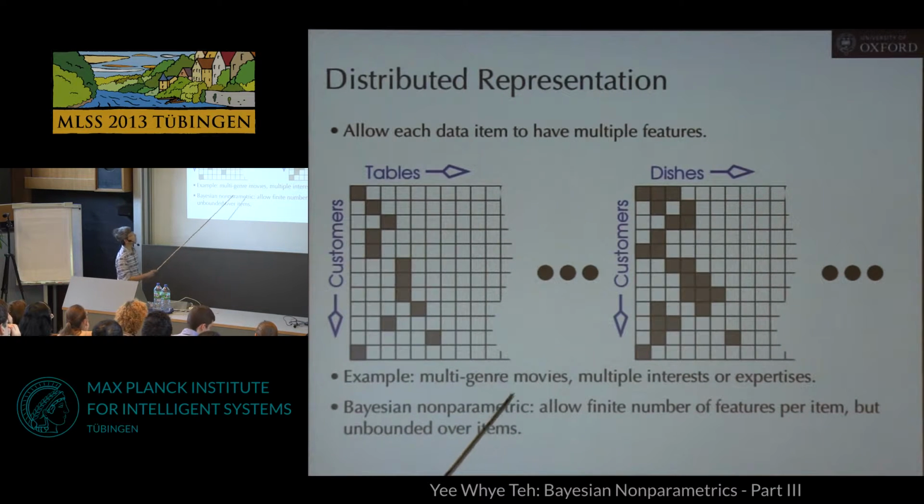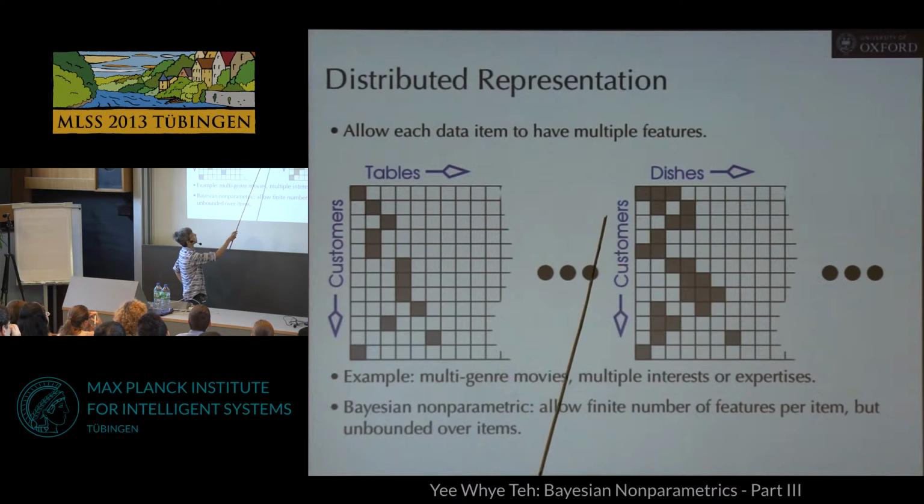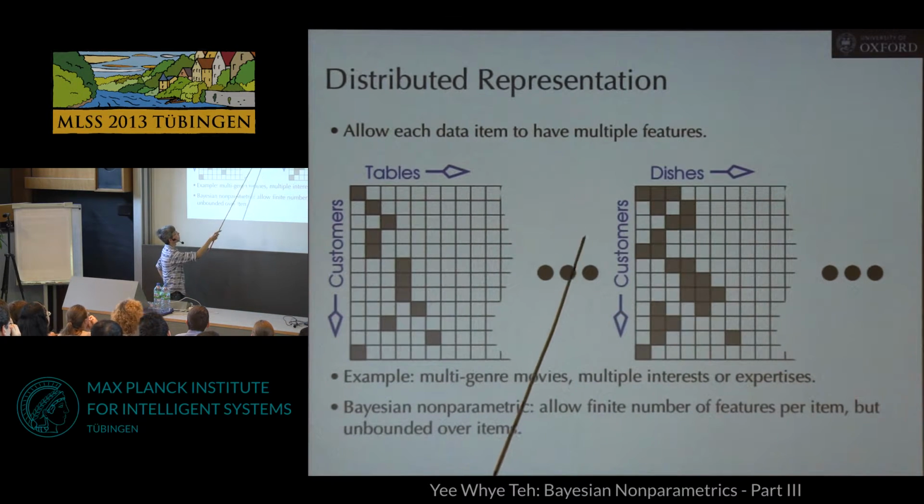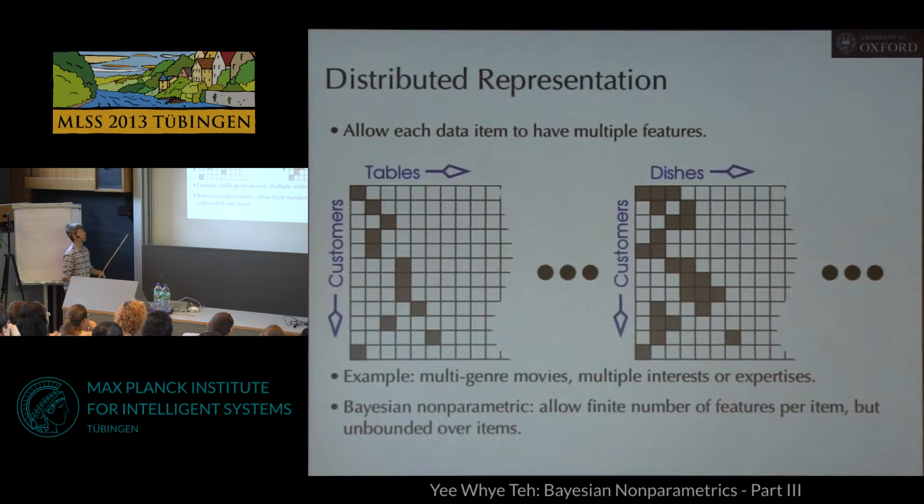Okay? So the idea now is that you have data items going down the rows, and you have features going down the columns, and every data item may have a certain number of features that describe different aspects of it. Okay, so some examples of this: I mentioned myself as having 2 different types of expertise. Similarly, I could describe a person using multiple different interests, or a movie by the fact that it could belong to multiple genres, or have aspects of different genres.